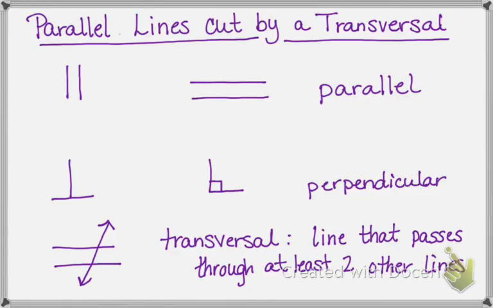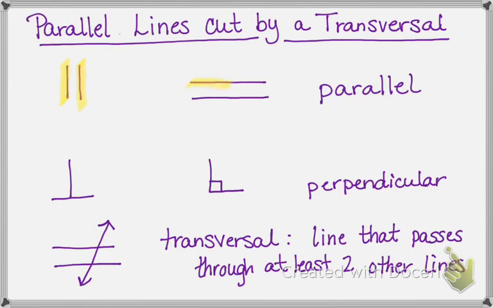Today we're going to talk about parallel lines cut by a transversal. Before, you've been exposed to parallel lines. This is the symbol for parallel lines: two lines straight up and down, side by side. That means something is parallel to something else. It looks like an 11 or railroad tracks turned straight up.